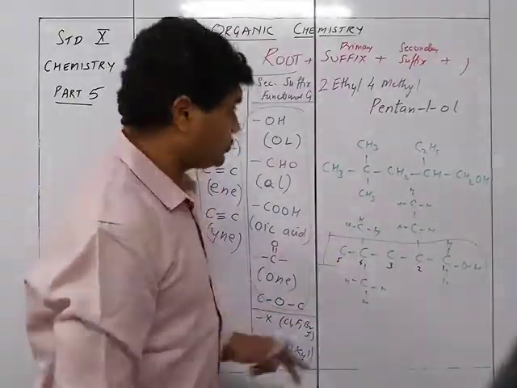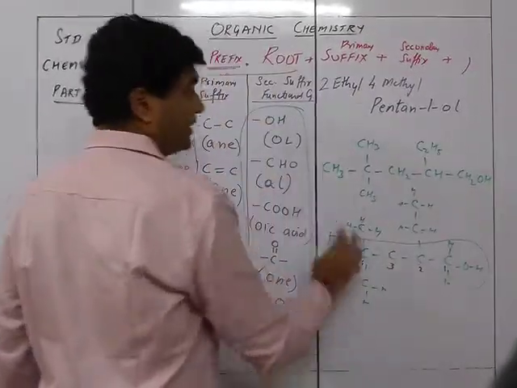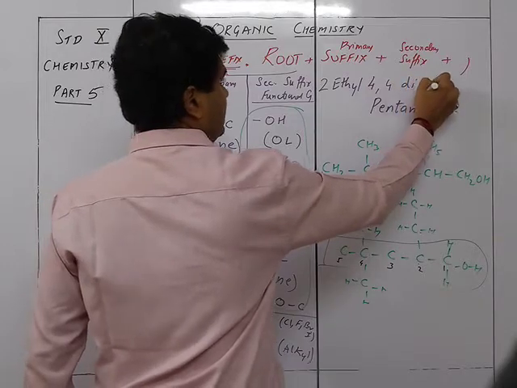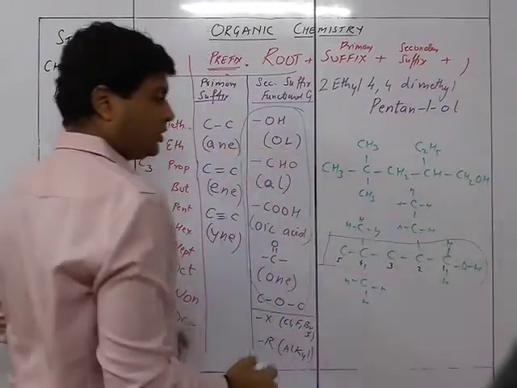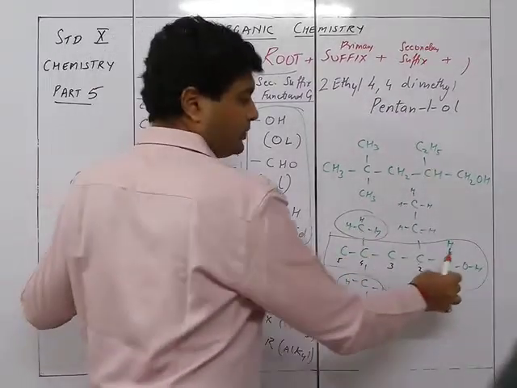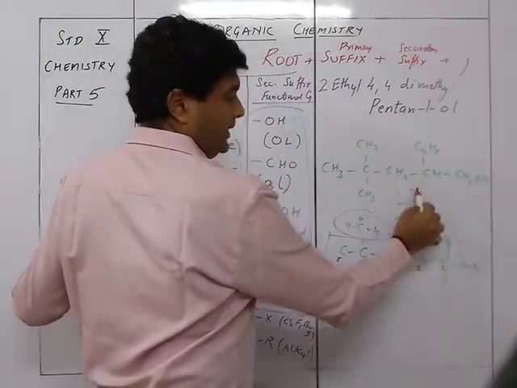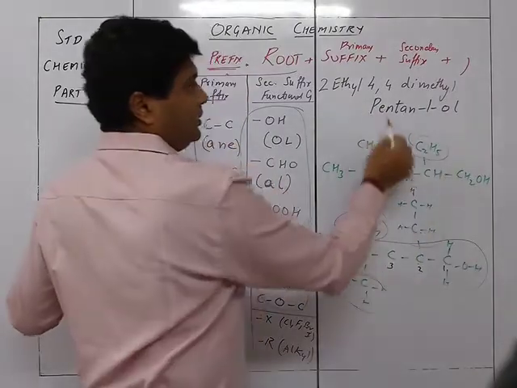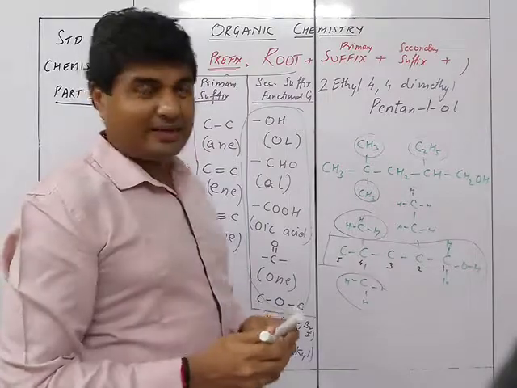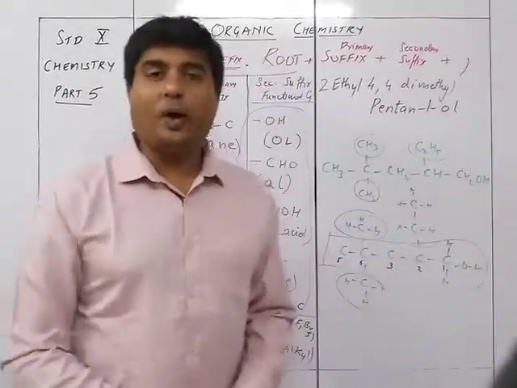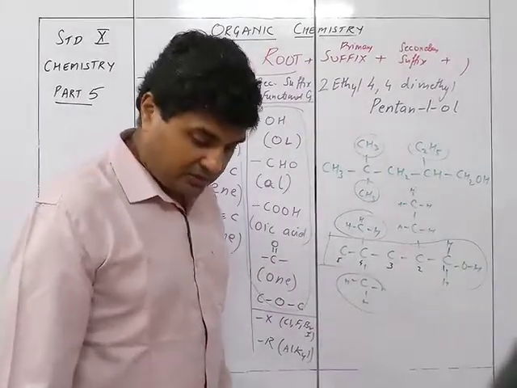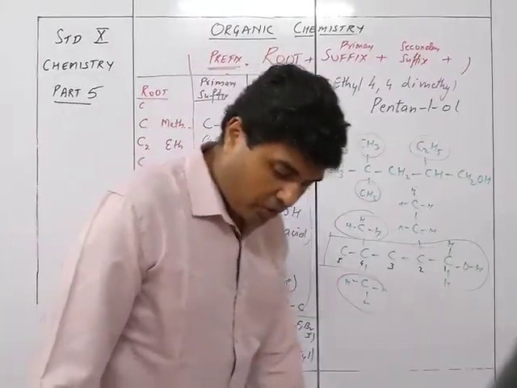Now here it is 2. Sorry. There will be 4, 4. There are 2 methyls over here. So it will be 4, 4 dimethyl. Got it? So this is one methyl, this is another methyl. So that's why it will be 2 ethyl, this is ethyl, 4, 4 dimethyl, and then pentane 1-ol. So this was the nomenclature for this one. That was the 15th question. We now move on to the 16th one.